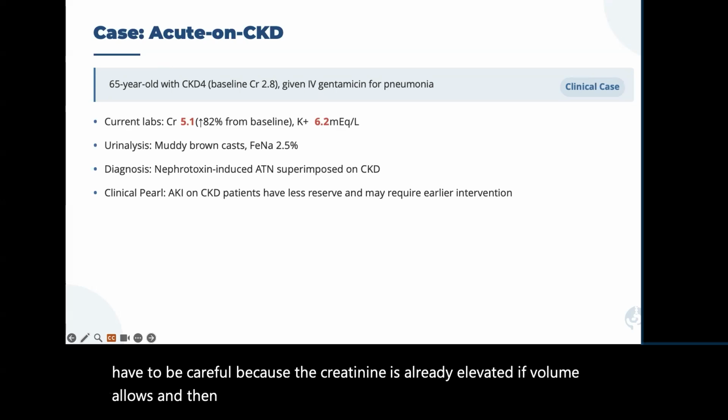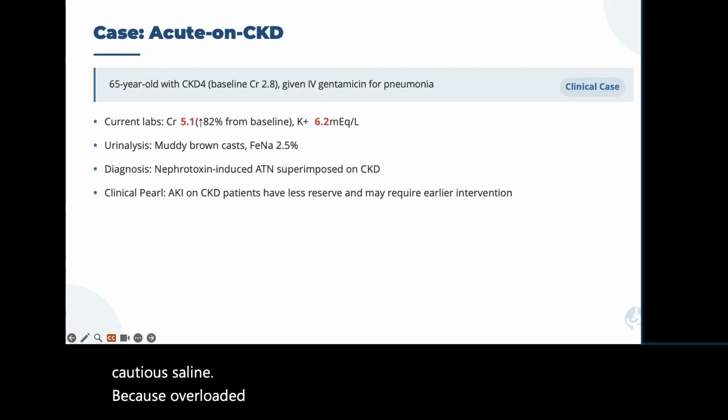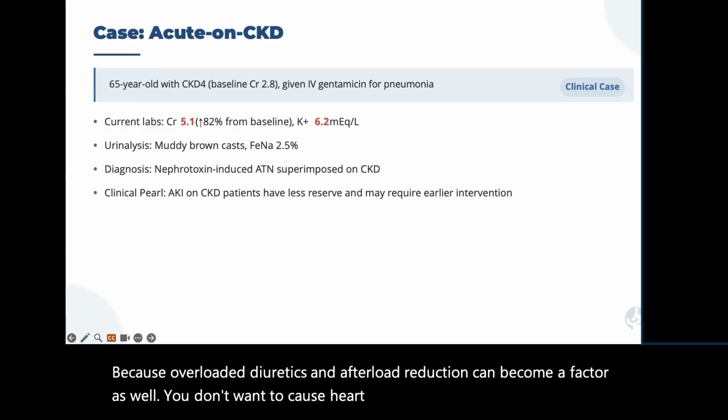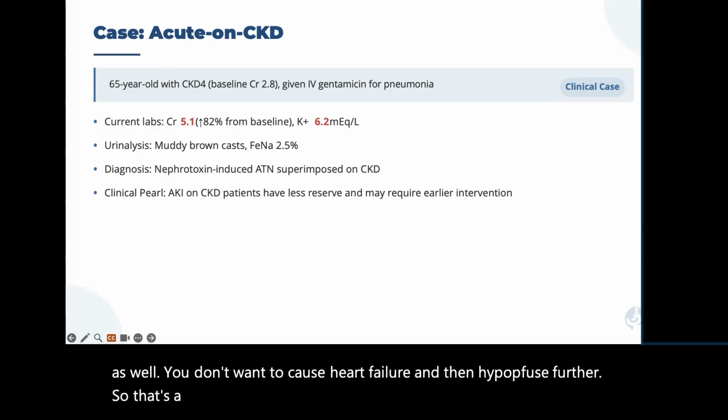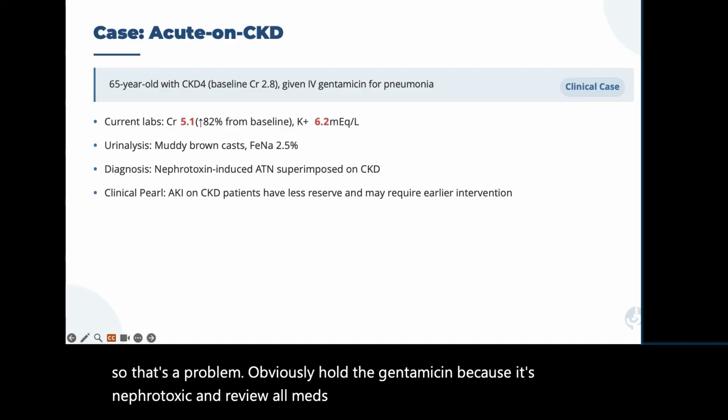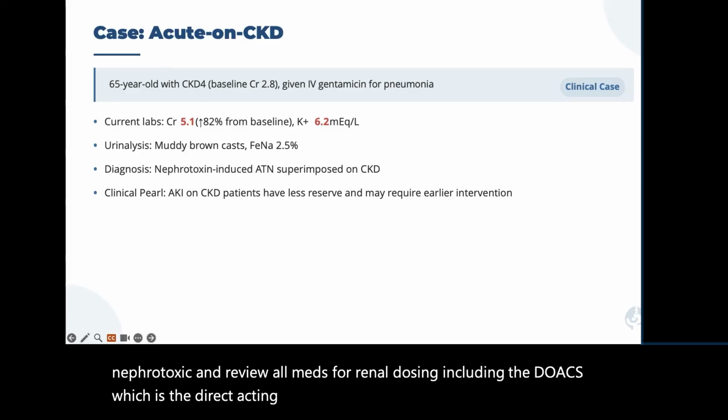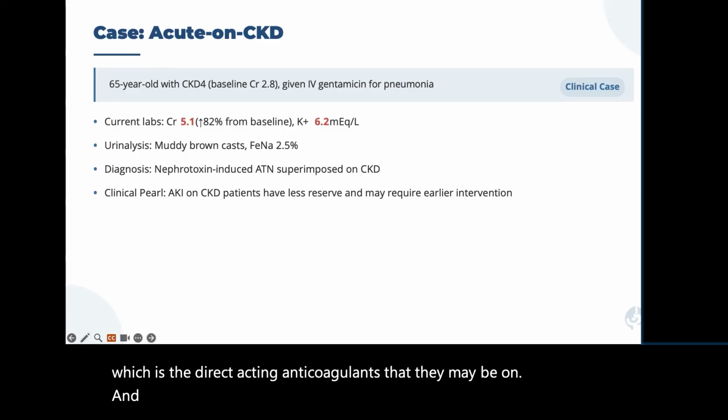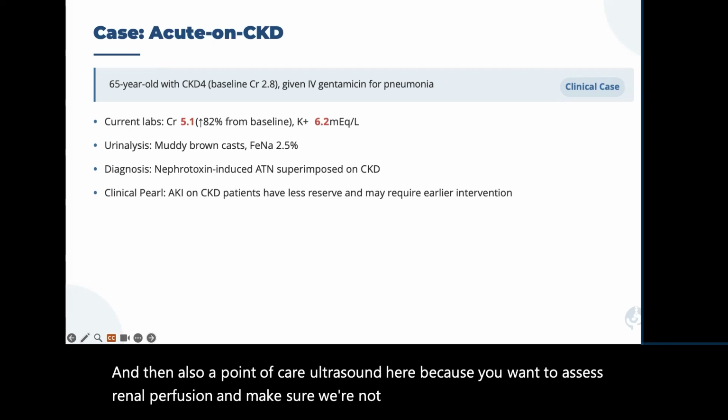And then you want to check their volume status here. If they're dry, cautious saline, because overloaded diuretics and afterload reduction can become a factor as well. You don't want to cause heart failure and then hypoperfuse further. Obviously, hold the gentamicin because it's nephrotoxic, and review all meds for renal dosing, including the DOACs, the direct acting anticoagulants that they may be on. And also a point of care ultrasound, because you want to assess renal perfusion and make sure we're not missing any obstructive factors.